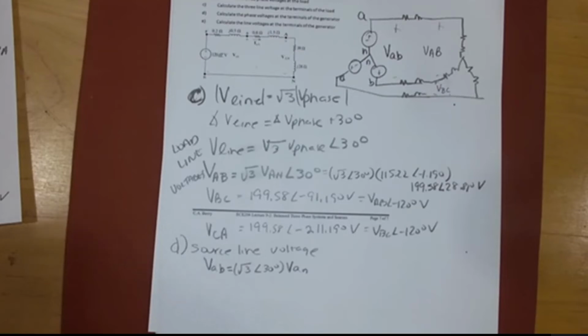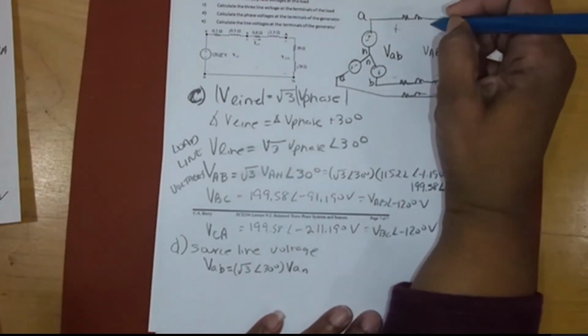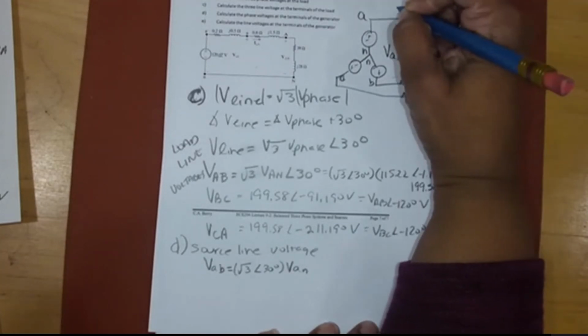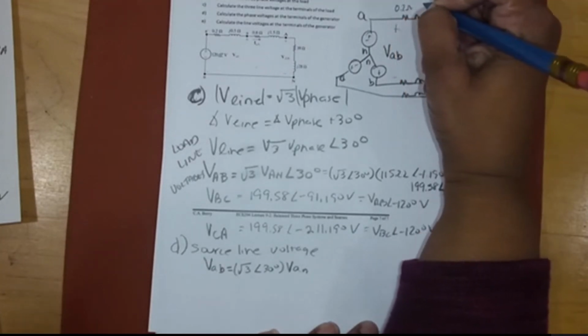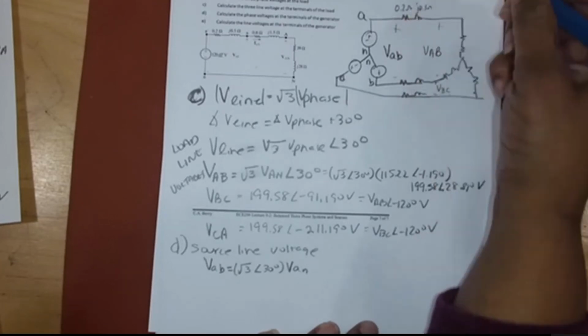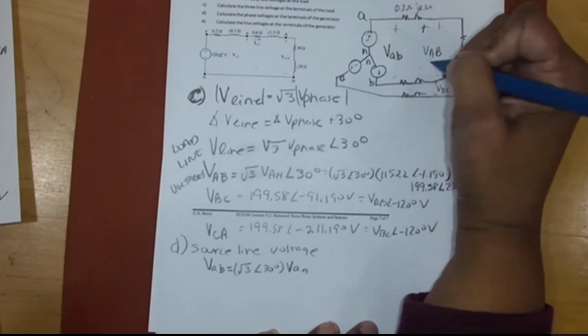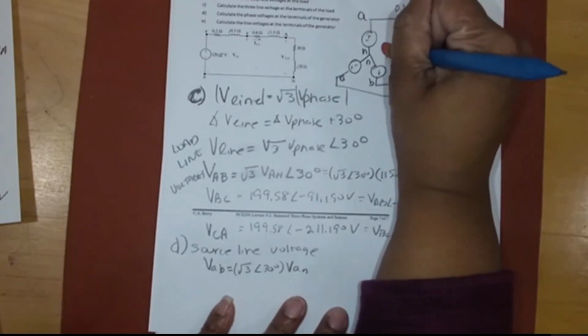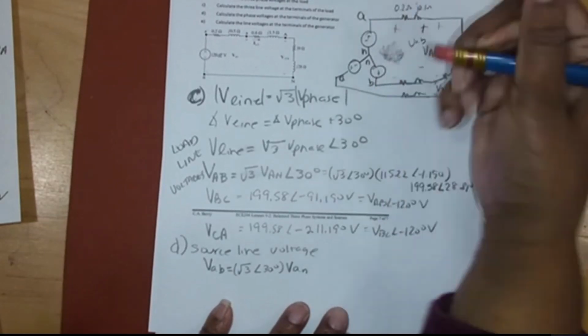And actually, we got to find VAN because that impedance is counted as part of VAN. So hold on, VAN is actually going to be on the other side here. So if this is 0.2 ohms and j0.5 ohms, VAB is actually on the other side here. It's after the impedance. So let's talk about how we find VAN.